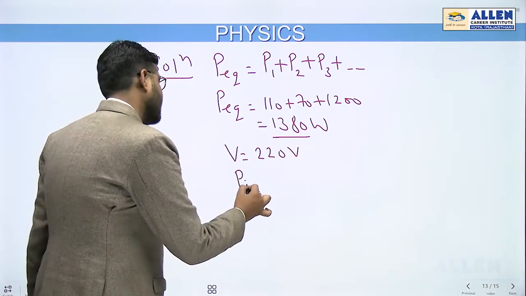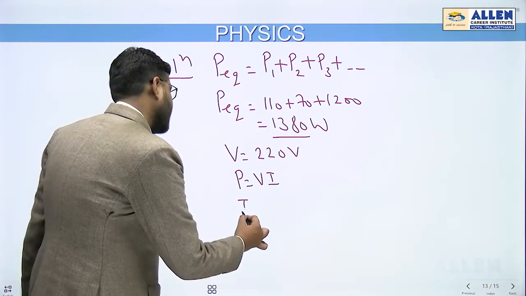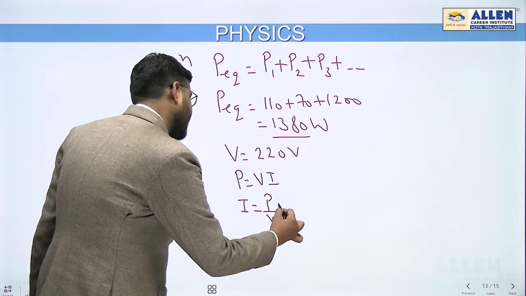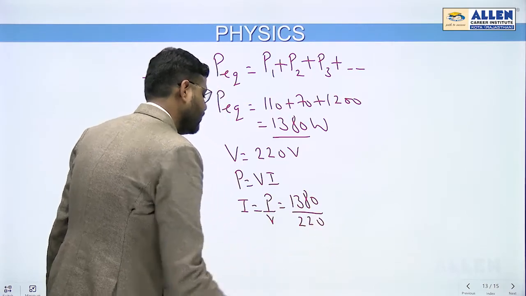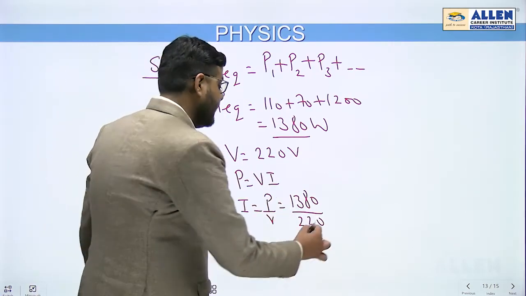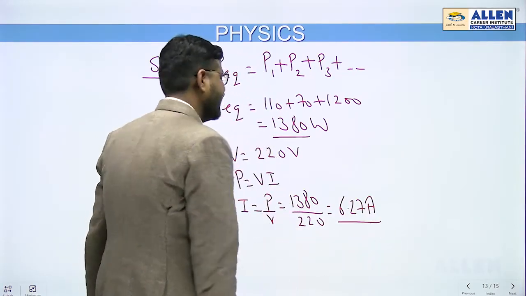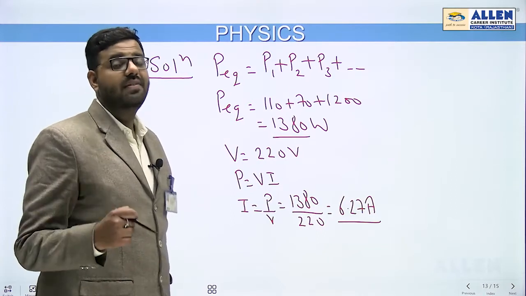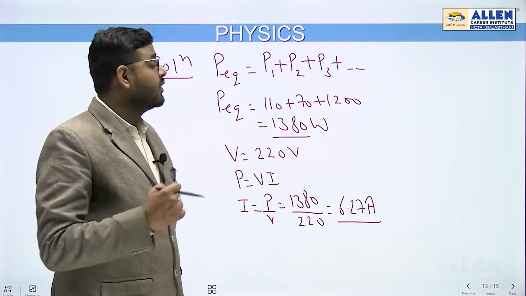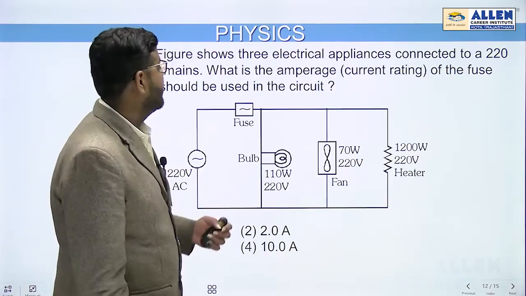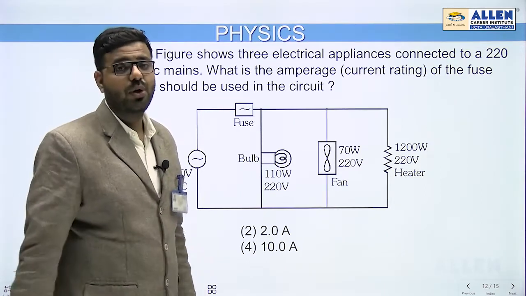Now we know the formula, that is P equal to VI. So let us calculate the total current required. So I equal to P by V, or 1380 by 220. Okay, and whenever we solve it, we get approximately 6.27 ampere. So the current comes out to be 6.27 ampere, that is 6.27 ampere current is required to run these devices properly. Now obviously the fuse rating that should be used in the circuit should be greater than 6.27.